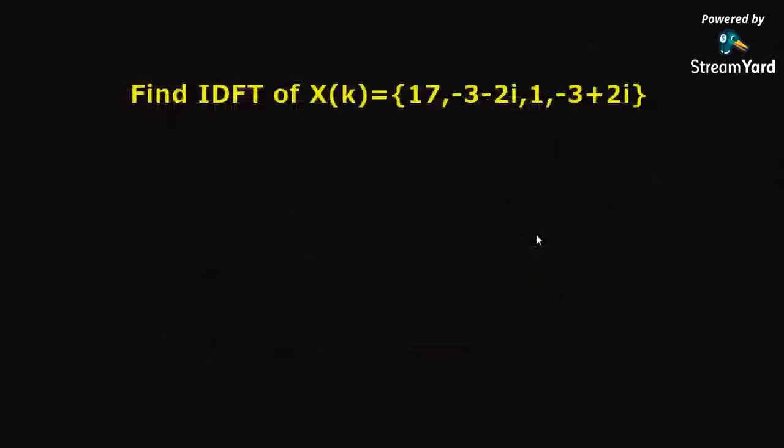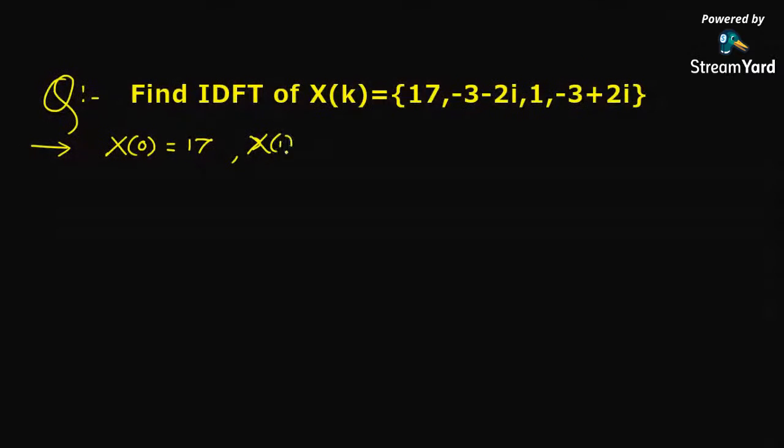Now we'll solve the problem. Find IDFT of X of k is equal to 17, minus 3 minus 2i, 1, minus 3 plus 2i. So write down first of all X of 0. What is X of 0? It is 17. What is X of 1? Capital X of 1 is minus 3 minus 2i. Then X of 2 is 1, and X of 3 is equal to minus 3 plus 2i. Correct? Now find out the complex conjugate.